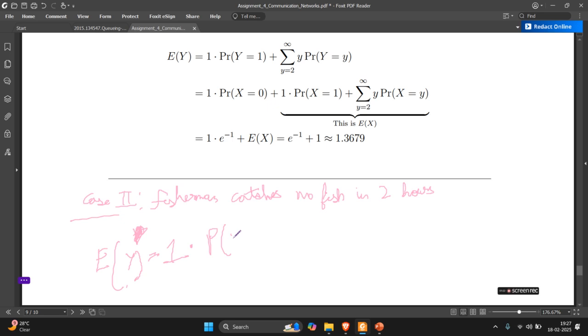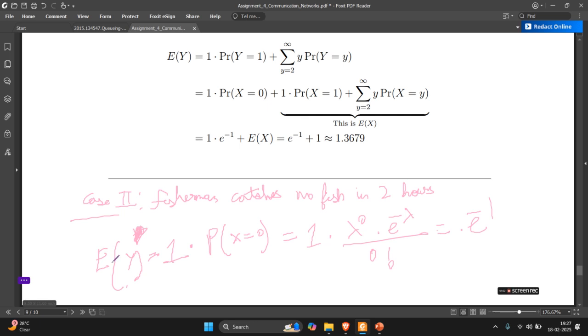So what is the probability? The probability is simply P(X=0). So 1 into lambda to the power 0, e to the power minus lambda t, divided by 0 factorial. Lambda to the power 0 is 1, 0 factorial is 1, so it is e to the power minus lambda, so e to the power minus 1.